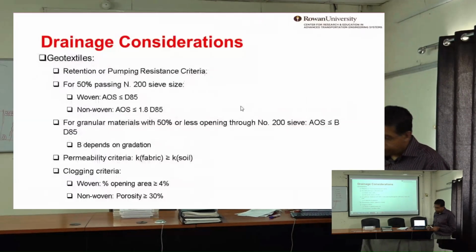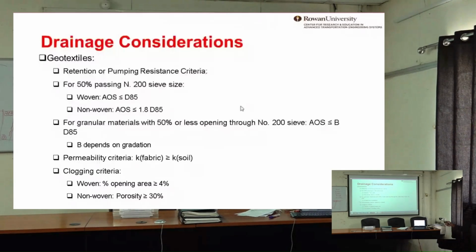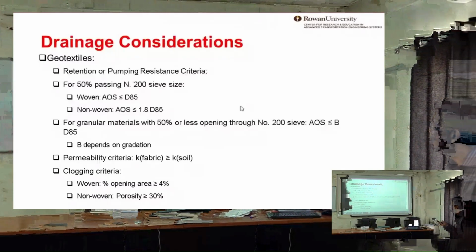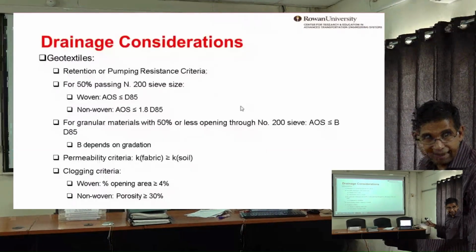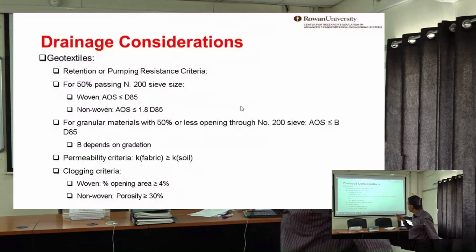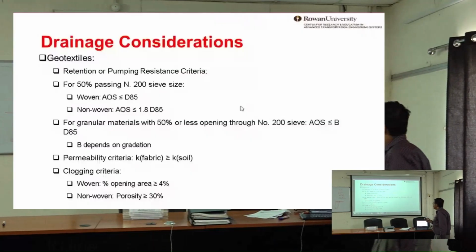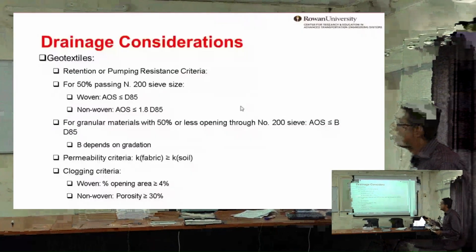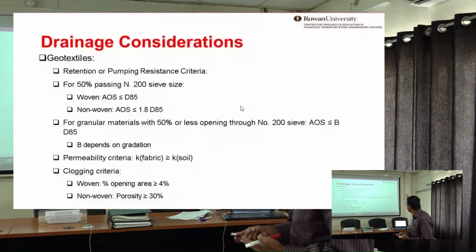Couple of other points on geotextile. We have 50% passing number 200. Does anybody know what number 200 is? 75 microns. That's called the fines. And on average this should be less than D85. Every spec is different, so you have different specifications.